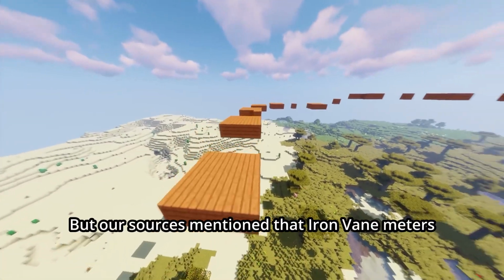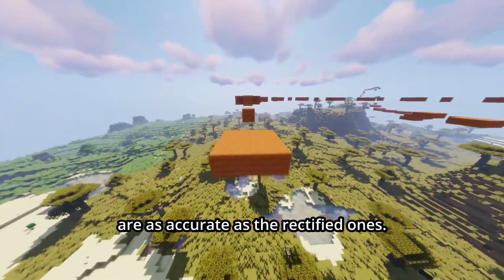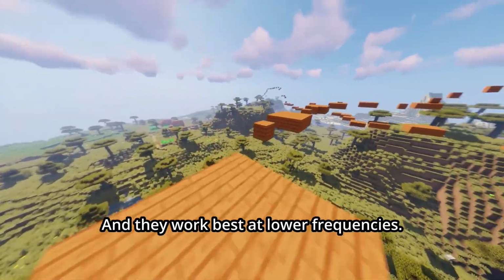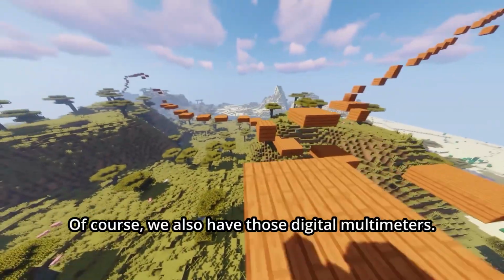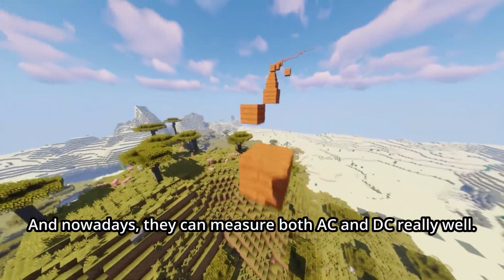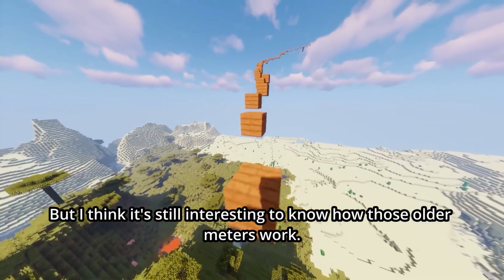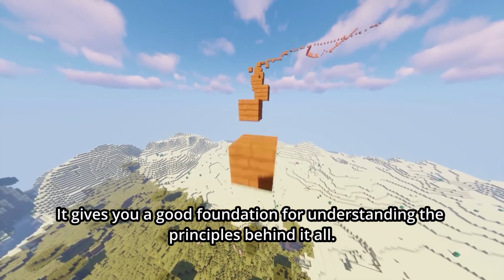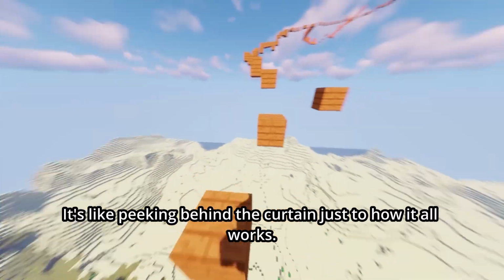That is really clever. But our sources mentioned that iron vane meters aren't as accurate as the rectified ones. That's true. They're generally less accurate, and they work best at lower frequencies, like the 60 hertz we use in our power grids. Of course, we also have those digital multimeters nowadays that can measure both AC and DC really well. Those are super handy, much more versatile. But I think it's still interesting to know how those older meters work. It gives you a good foundation for understanding the principles behind it all. It's like peeking behind the curtain to see how it all works.